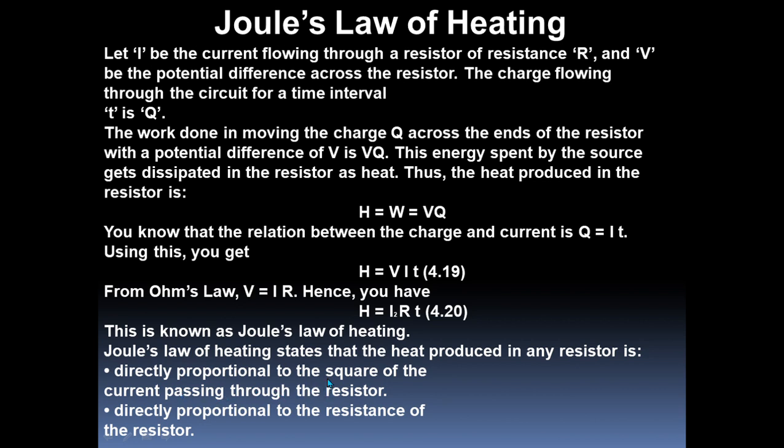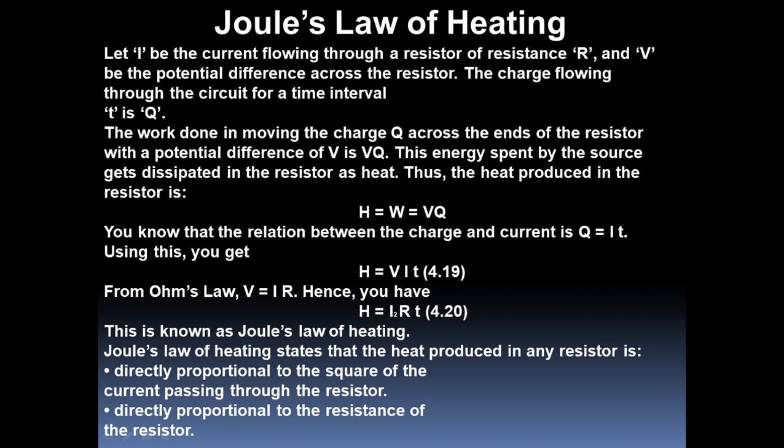So when the current is squared, the heat energy also increases. Directly proportional means two terms increase in a particular ratio. The first term is heat. Heat is directly proportional to the second term, the square of the current passing through the resistor. So Joule's law of heating states that the heat produced in any resistor is directly proportional to the square of the current passing through the resistor.